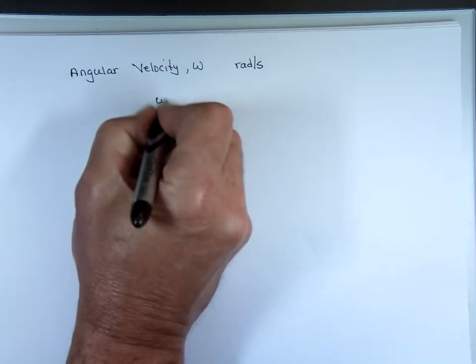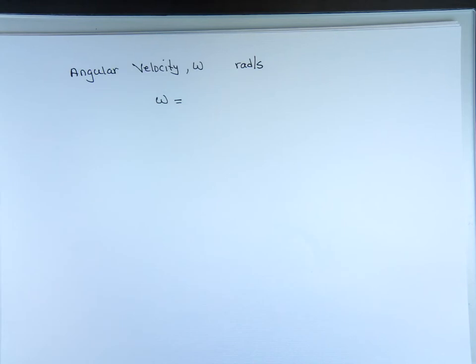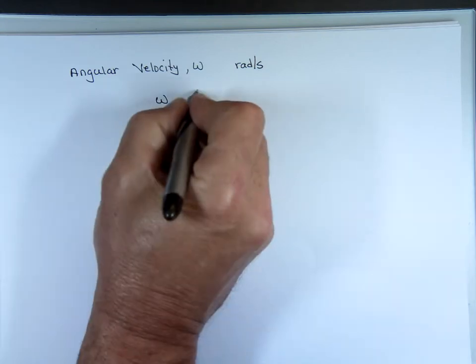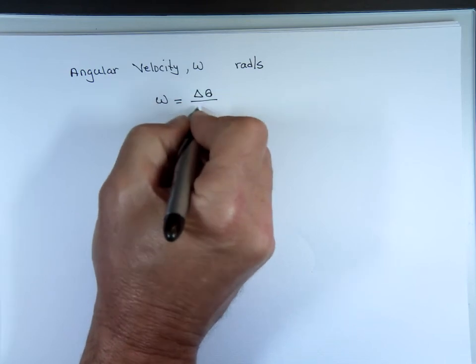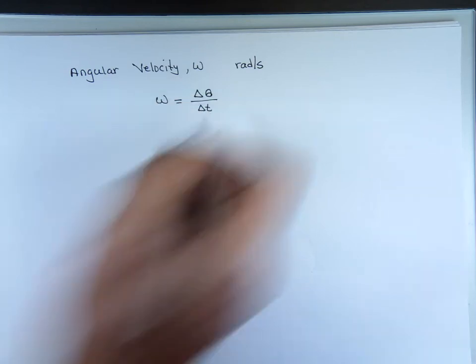And omega, the angular velocity, is the distance. Remember, speed is what? Distance over time. That's what speed is. So angular velocity is the angular distance, position, delta theta, over delta t, distance over time.